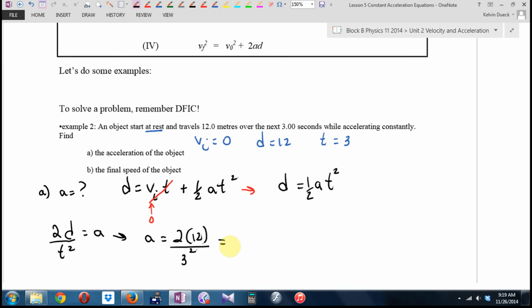Actually, I should be able to do this in my head. It's 24 divided by 9, which is going to be the same as 8 divided by 3, which is going to be, I'm going to guess, 2.666666666. Is that right? Yeah. I can do math in my head.